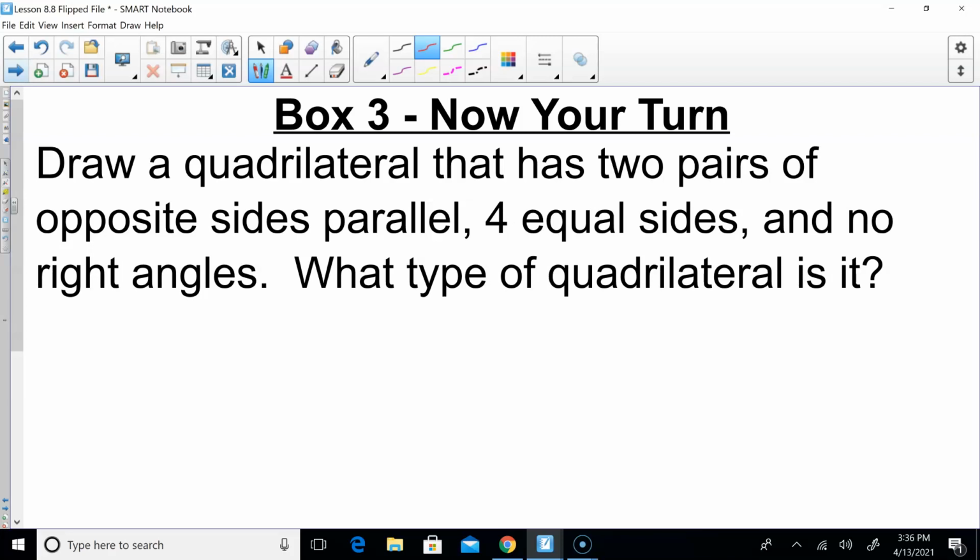Another shape I'd like you to draw is a quadrilateral that has two pairs of opposite sides parallel, four equal sides, and no right angles. What type of quadrilateral is it? So good job drawing it, and then also labeling and identifying it. Good luck.